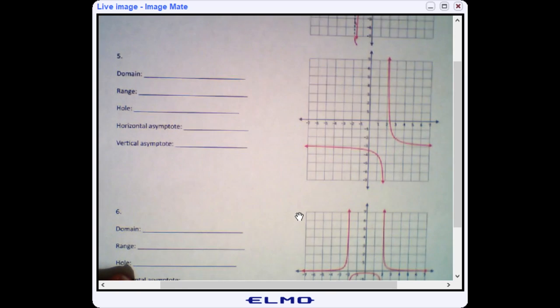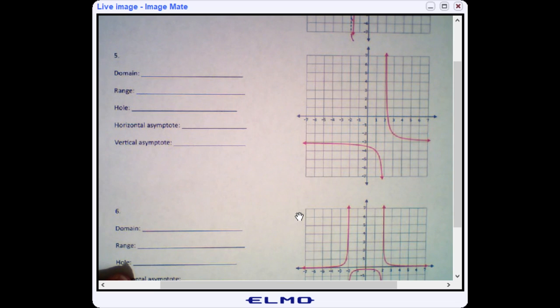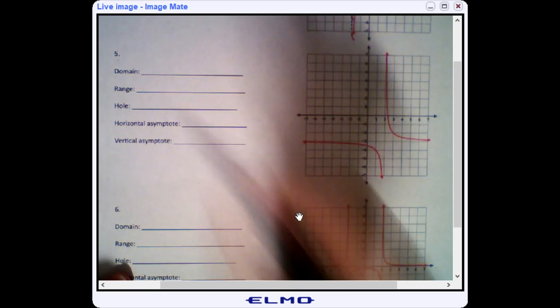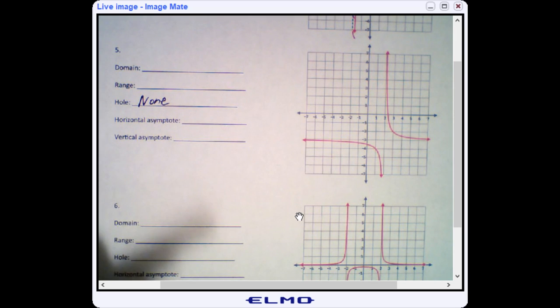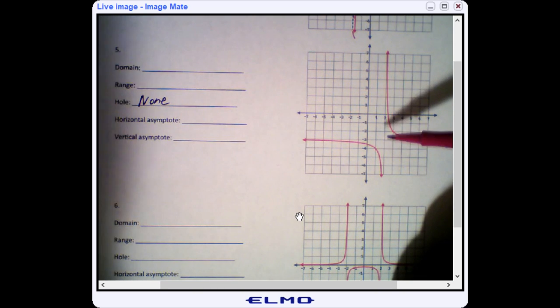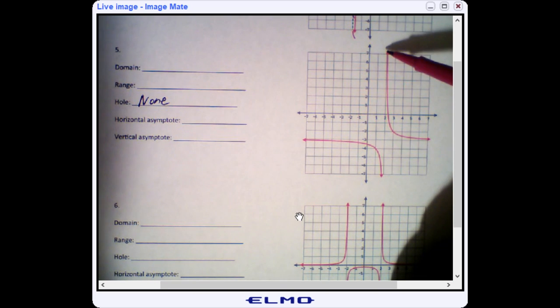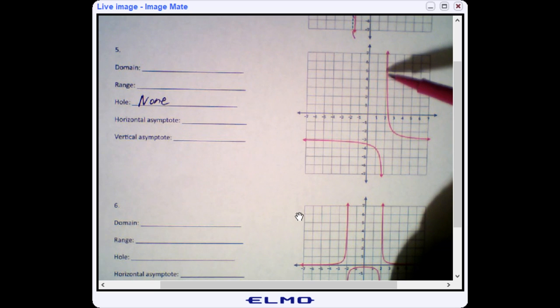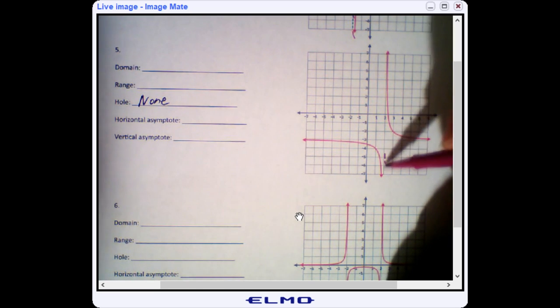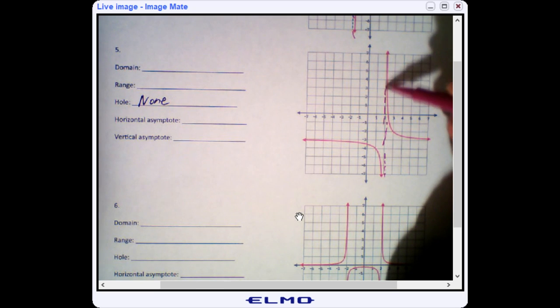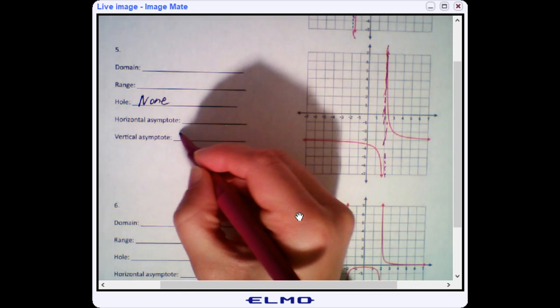For 5, because I didn't give you the equation again and I didn't draw a hole, there's no holes. I did not dot in the asymptotes here, but you can dot them in yourself. So if you look at it, there's a vertical line right here that I'm getting super close to, and I can tell I'm getting super close to because I'm getting very, very steep on both sides of it. So that's going to be 2. So we have one at x equals 2.